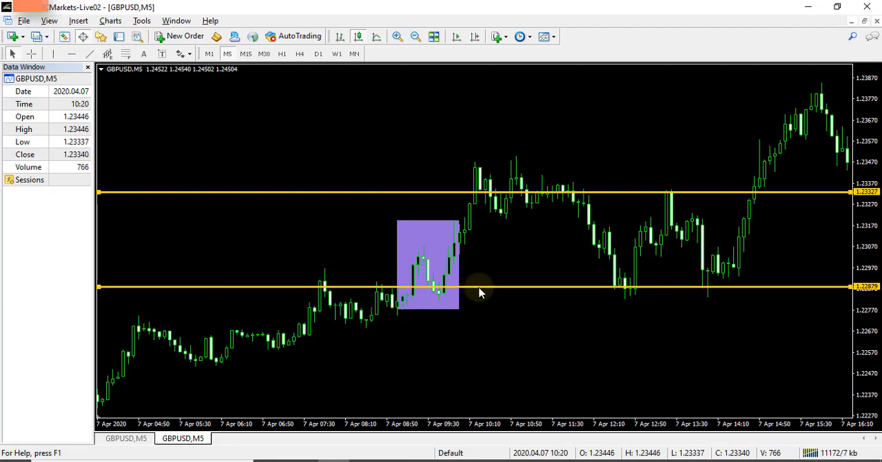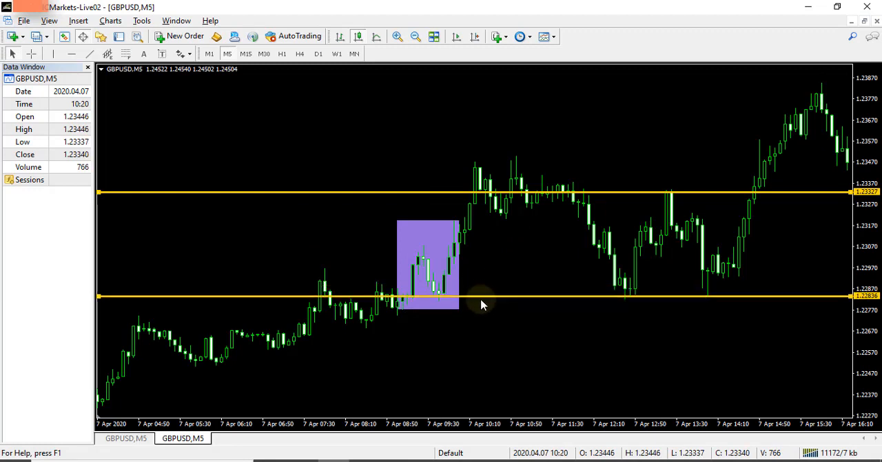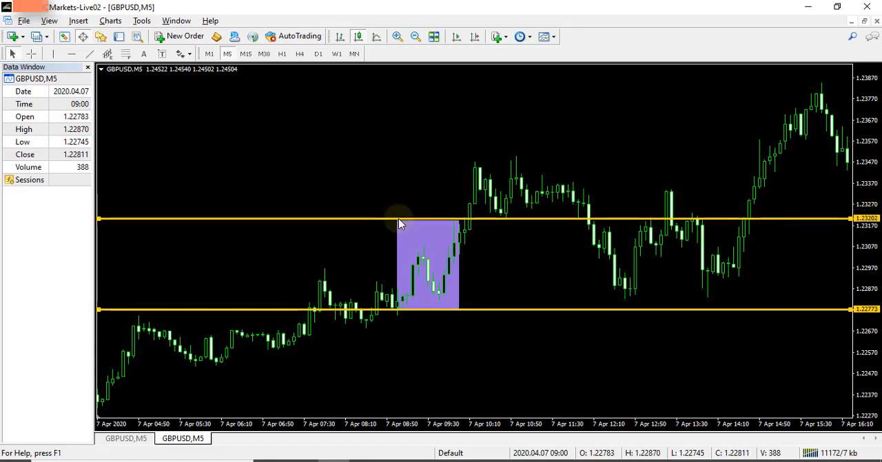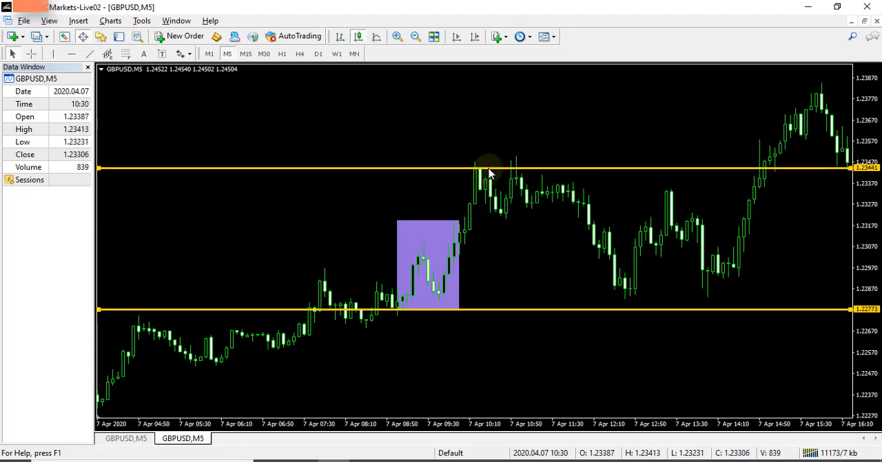Same thing, the indicator has drawn the box for us again, between 7 and 8 o'clock GMT. What candle forms outside? The first candle that forms outside is this candle, right? So our buy line is here. This is our buy line. That's the close of that candle you buy, okay?